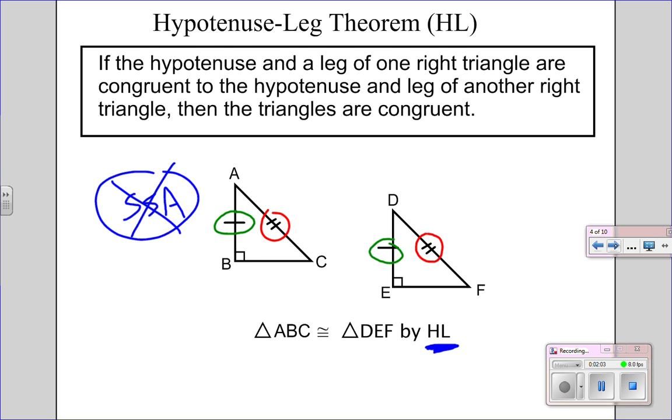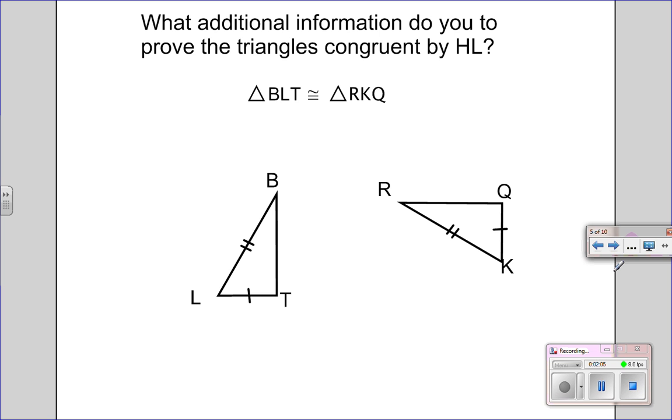So what additional information do I need in this problem to prove that the triangles are congruent by HL? Well, I have a hypotenuse to hypotenuse, leg to leg. So I need to know that angle T and angle Q are both right angles because that tells me that this triangle, BLT, would be a right triangle and triangle RKQ would also be a right triangle.